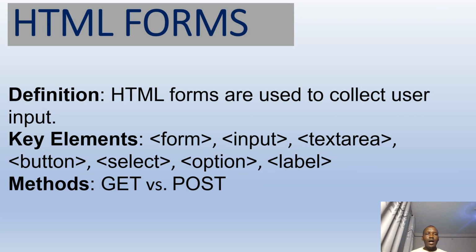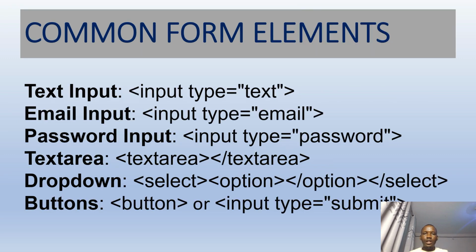Now, things to do with HTML forms. HTML forms are used to collect user input. So we have key elements: form, input, text area. We'll be doing that shortly through a practical example. We have methods there. We'll learn more about the form elements, where we learn about text input, email input, password input, text area, drop-down buttons, and many more.